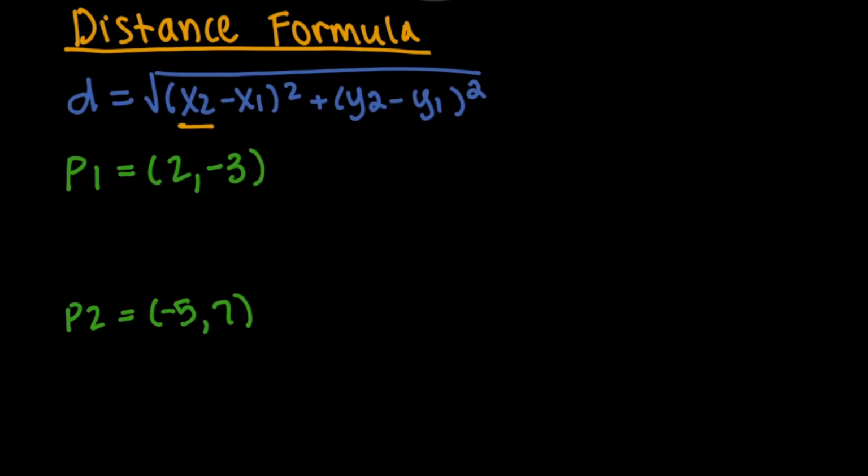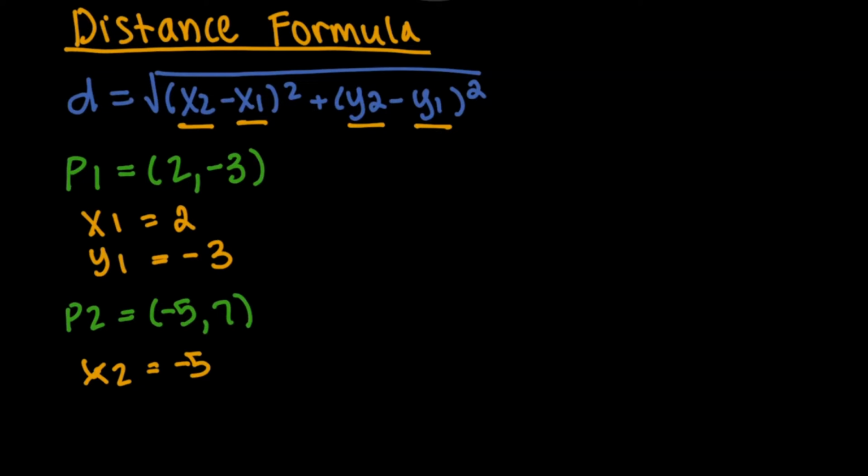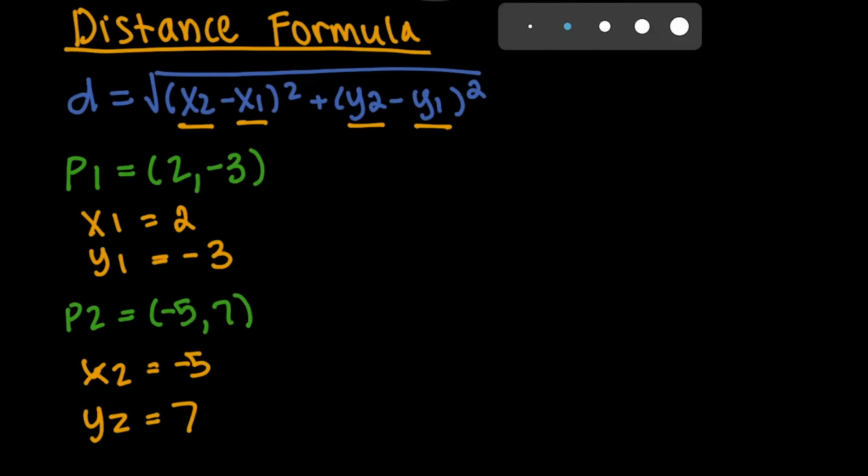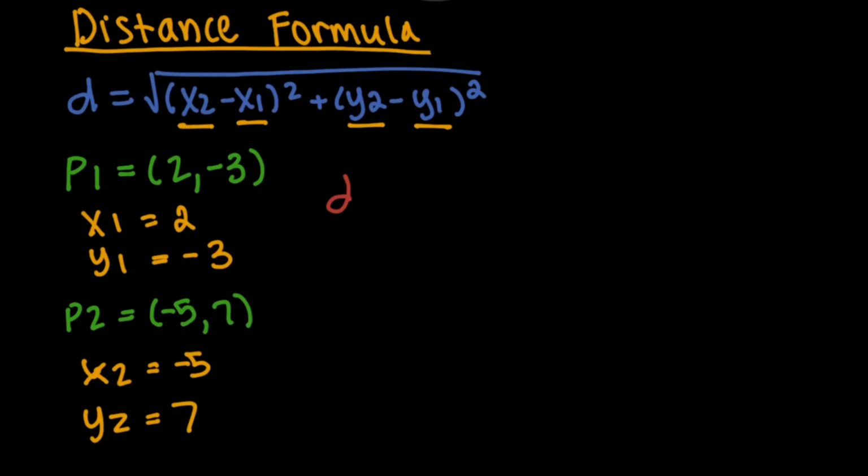First thing we want to do is find our x2, x1, y2, and y1. So for our first point, we know that x1 is 2 and y1 is -3. And for our second point, x2 is -5 and y2 is 7. So now that we have identified our points, we can plug them in directly into the equation.